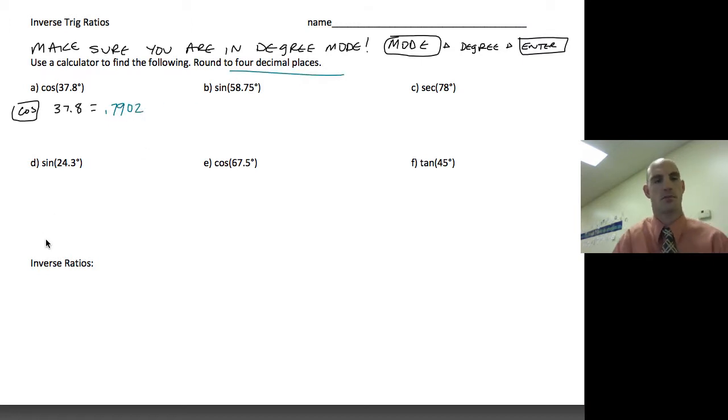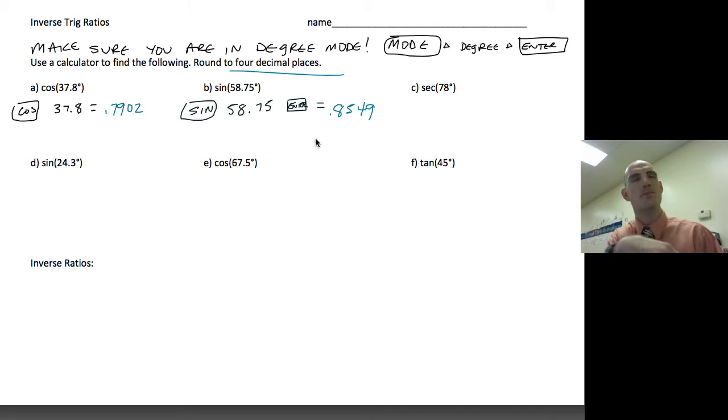So I'm going to hit cosine 37.8, and that's going to be equal to 0.7902 rounded to 4 decimal places. Same thing goes for sine, except I'm going to hit sine. I'll put in 58.75. I'll hit enter. So sine 58.75, and I get that that's equal to 0.8549. So you'll notice I'm getting these decimals out when I put in a function.